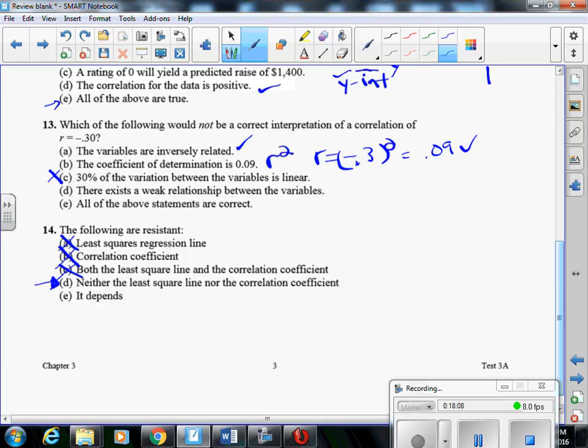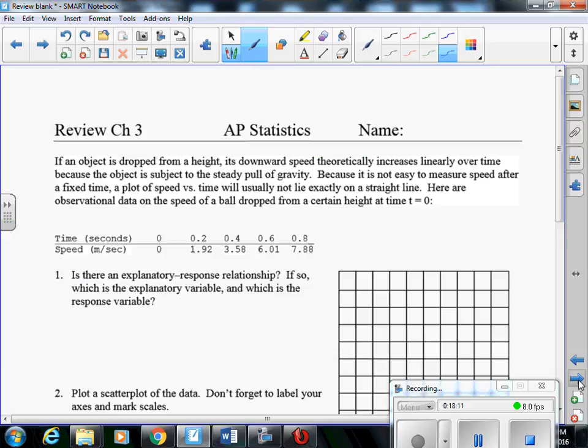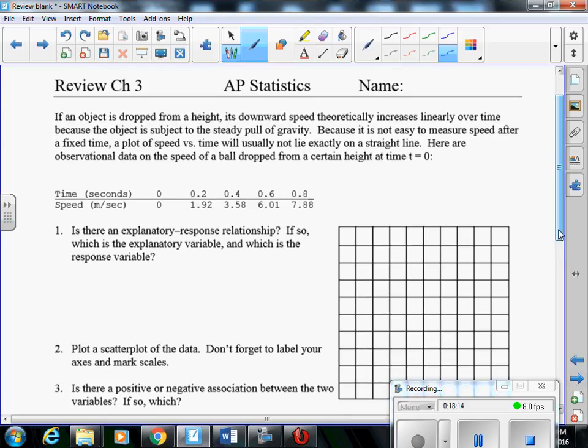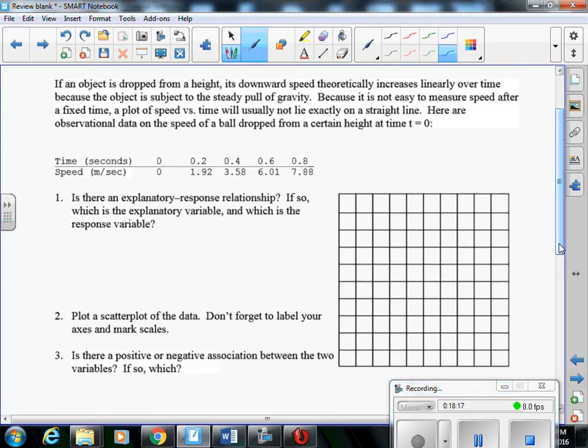Okay, so now I'm going to start on the free response stuff. Looking at this, we have some data points. My X data points are time, because time would help tell me what my speed should be. I've got my first list and my second list, and it asks, is there an explanatory response variable? If so, which is which? I would say the explanatory should be time, because that can help tell me what my response is, since distance equals rate times time. And this is my speed.